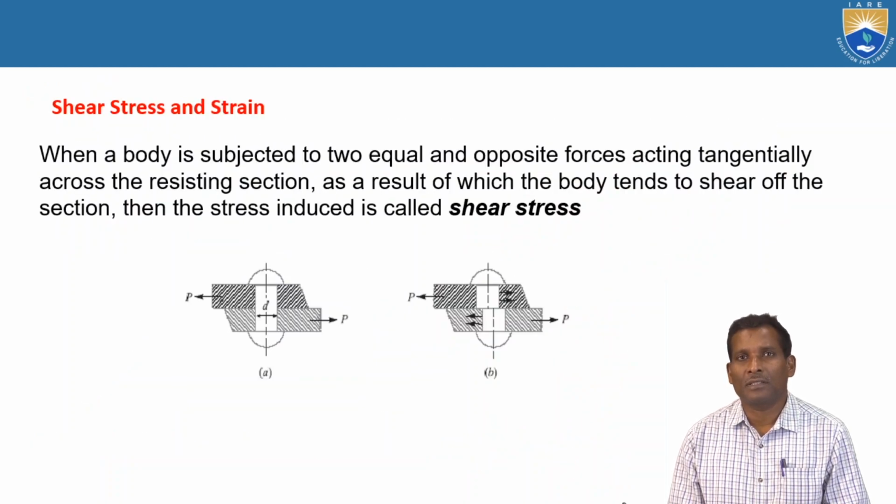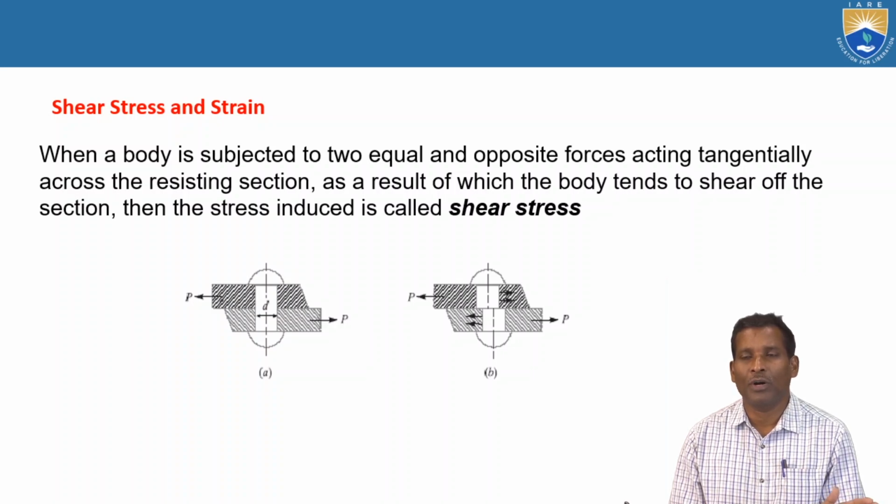Next, other stresses are shear stresses. Shear stress: when a body is subjected to two equal and opposite forces acting tangentially across the resisting section, then inside the body the component shear stresses will occur. Due to the shear stress, shear strain will be induced.